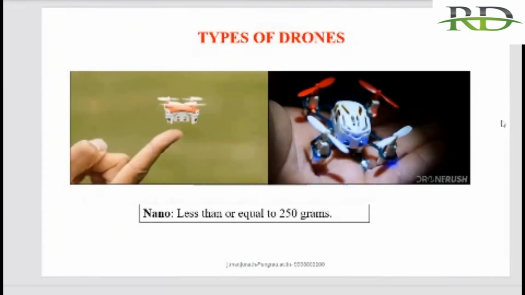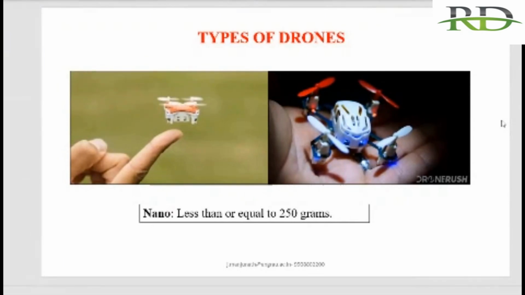These are the types of drone. This is nano, weighing less than 250 grams. If a drone weighs 251 grams, it comes under the small category, and if it is 249 grams or less, it comes under nano.